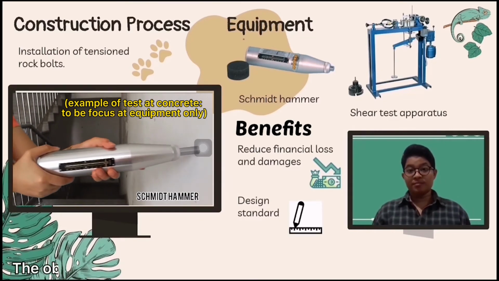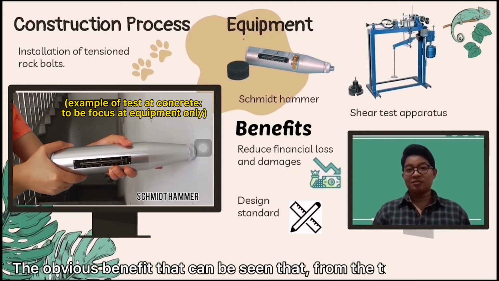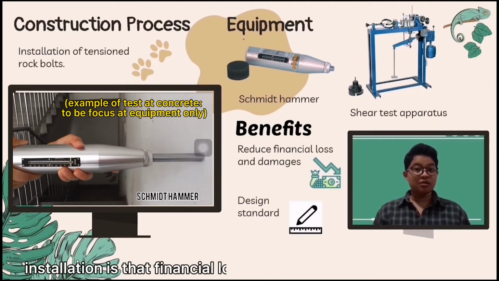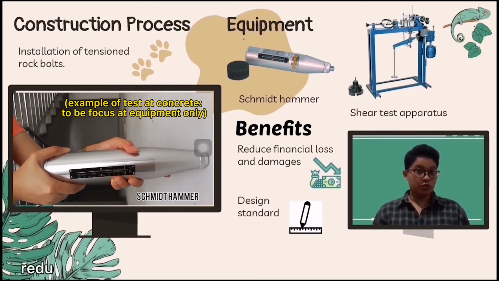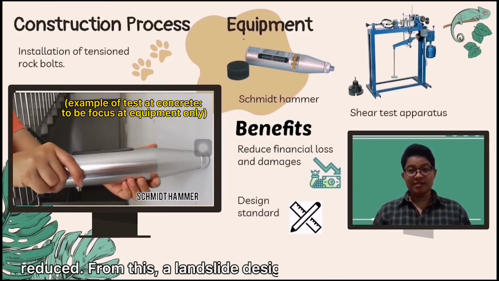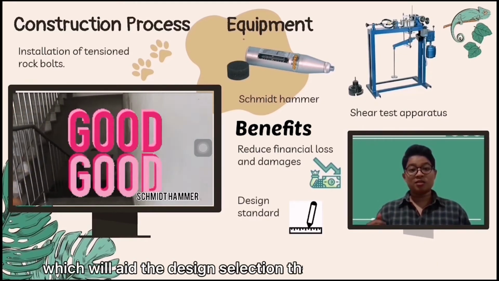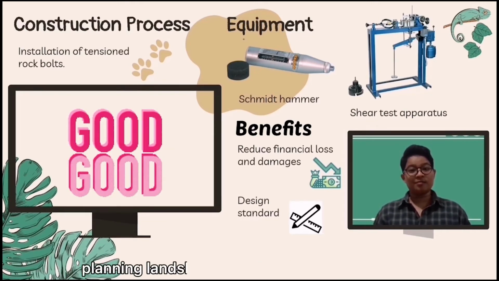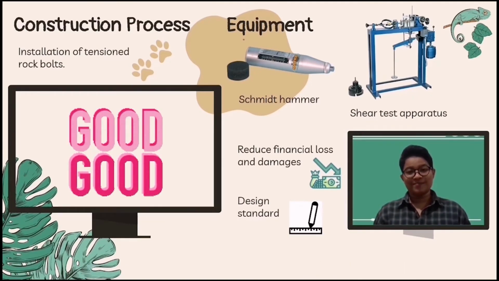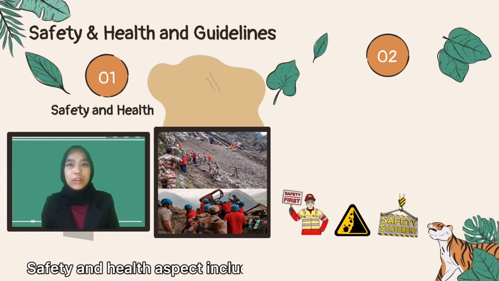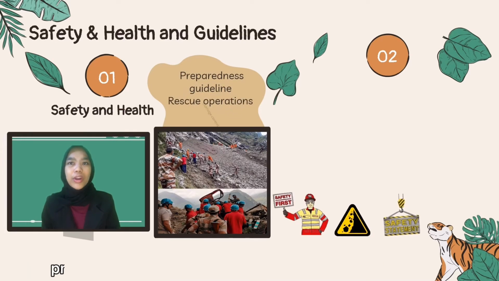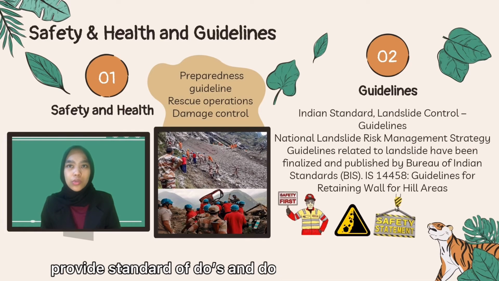The most obvious benefit that can be seen from the tension rock bolt installation is that financial loss and damages due to landslide are reduced. From this, a landslide design standard can be produced which will aid the design selection that is cost-effective for planning landslide hazard mitigation strategies. Safety and health aspects include preparedness guidelines that provide a standard of do's and don'ts for when an incident of landslide takes place.